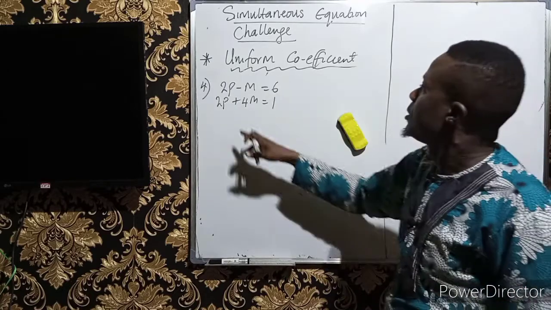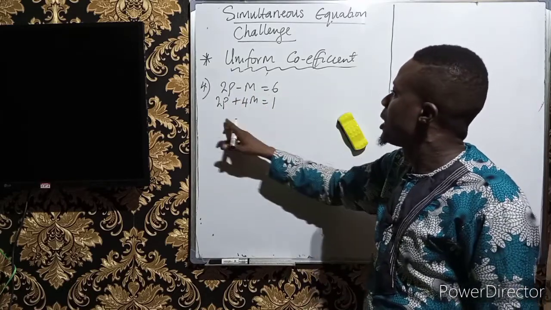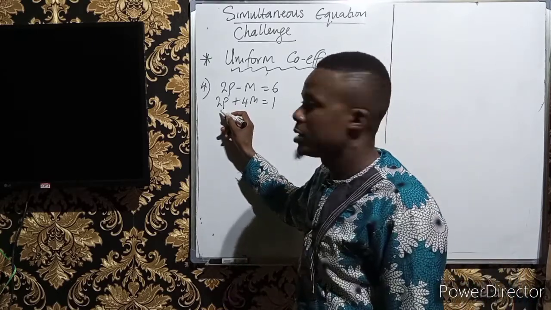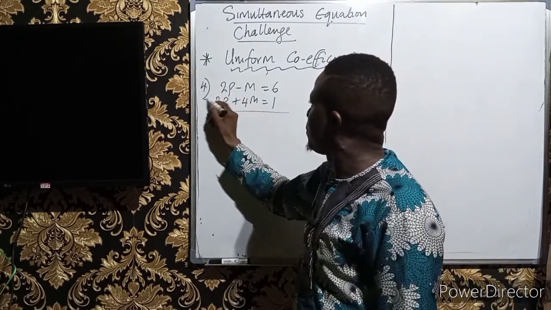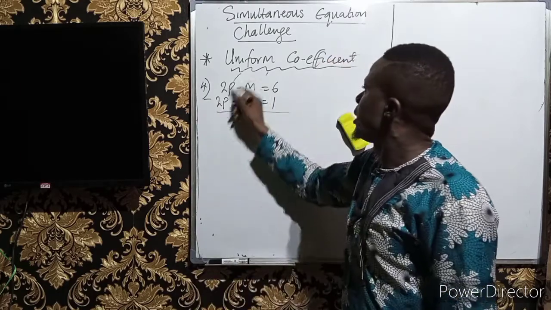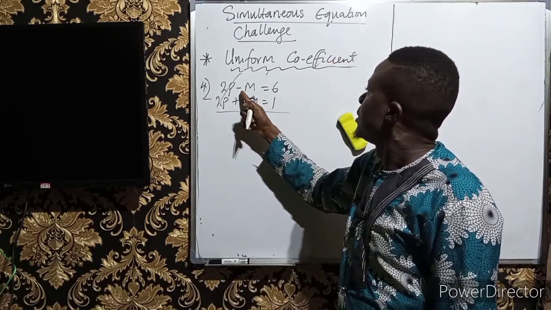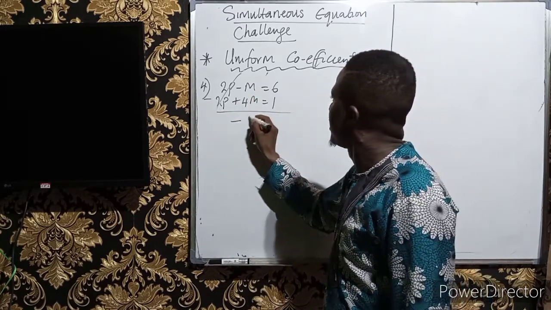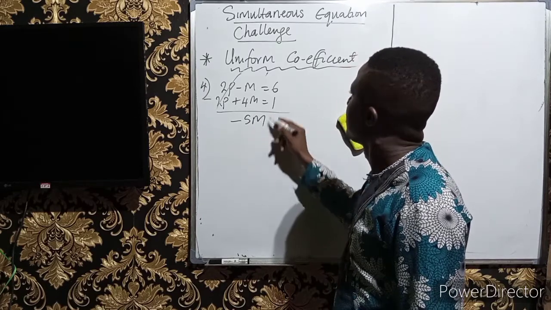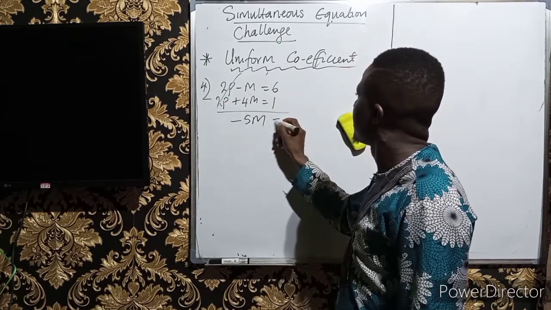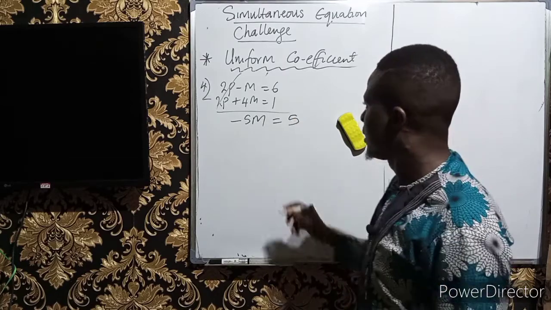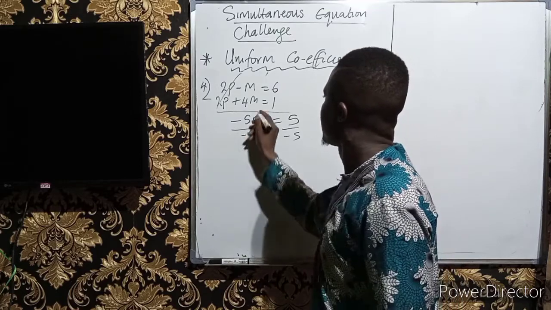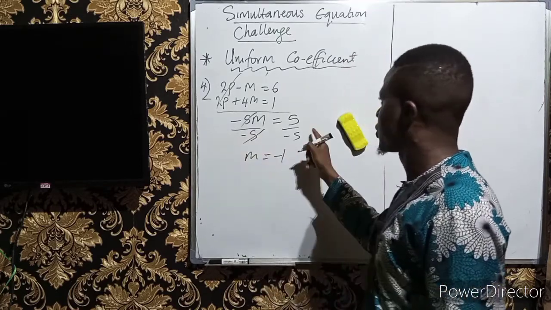Okay, we have 2p minus m is 6 and 2p plus 4m is 1. You can see that p and p are equal. Okay, and 2p minus 2p will give us 0. Therefore, we must minus. So we have minus m minus 4m will give us minus 5m, and 6 minus 1 will give us 5. So I'll divide both sides by minus 5. By minus 5, this cancels out, so m is giving me minus 1.